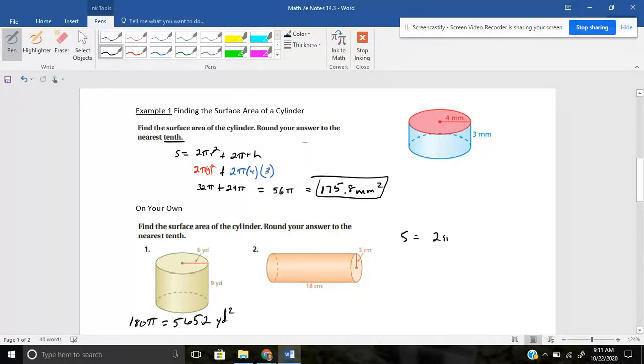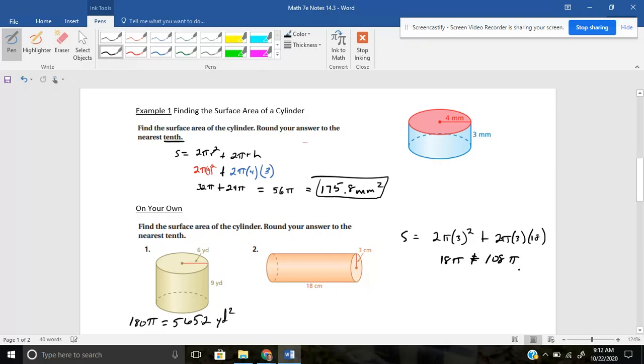2 times pi times my radius, which is 3, squared, plus 2 times pi times my radius, still 3, times my height, which is 18. So that'll give me 3 squared is 9. 9 times 2 is 18, so this is 18 pi. And then this one I have 3 times 18 times 2 gives me 108 pi.